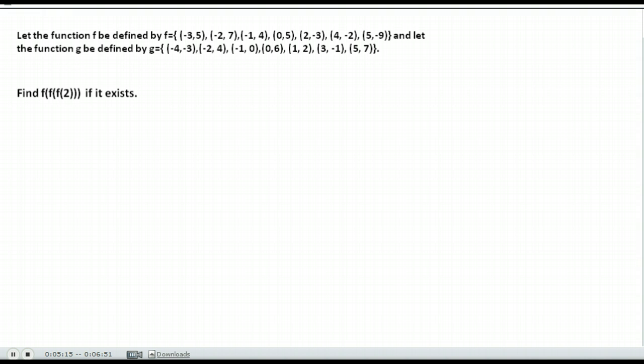All right, f of f of f of 2. And the bigger you get, the more complicated it seems. But again, what you want to do is just look at the function, start from the inside out. So first we're supposed to find f of 2. So we go up to our function f, and we say, okay, when x is 2, what is our y value? Okay, so there's the point right there. When x is 2, y is negative 3. So we found f of 2 was negative 3. Okay, so we've done the first step.